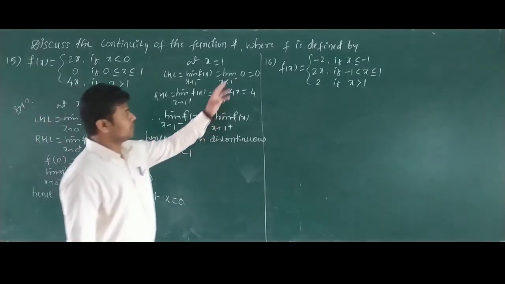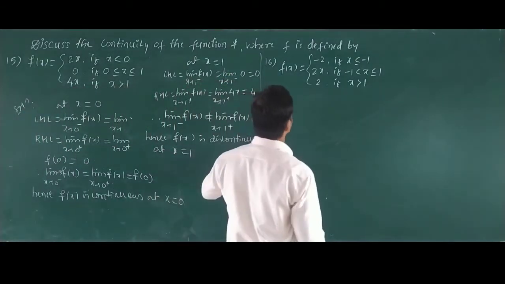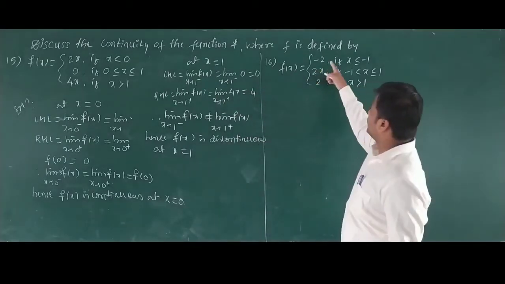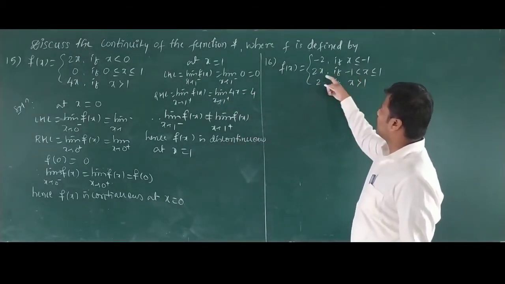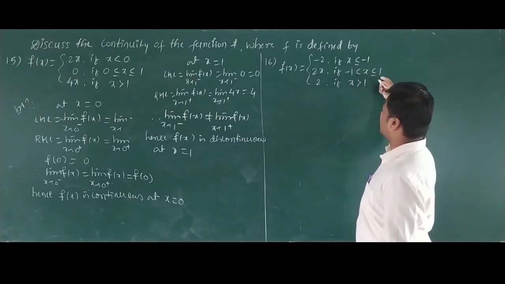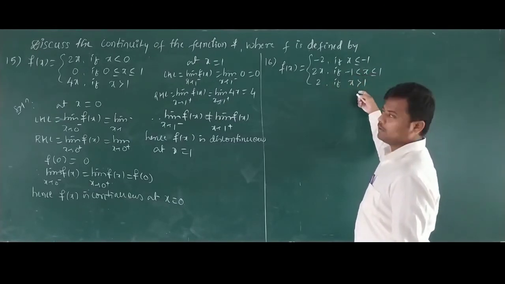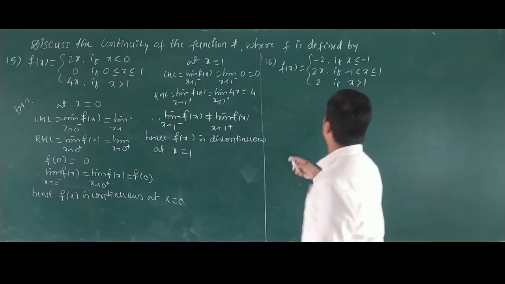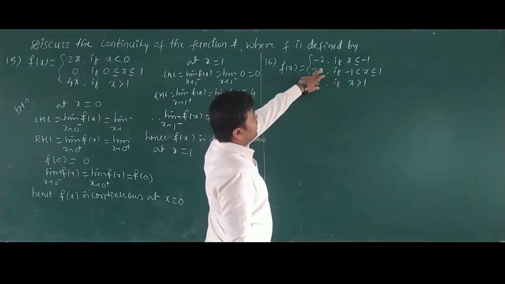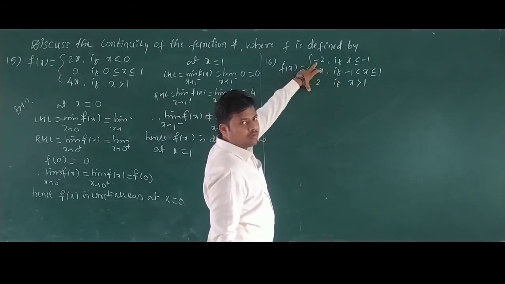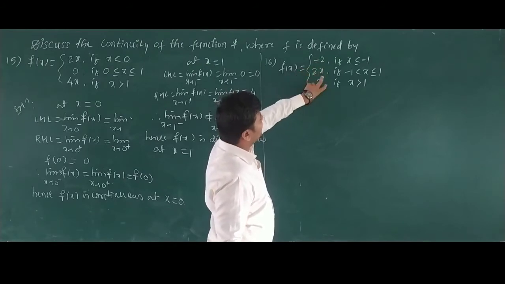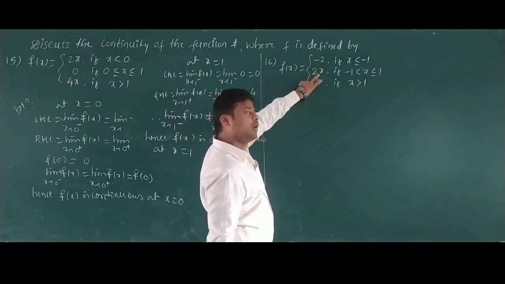Okay, now the next one, the 16th. f of x equal to minus 2 if x less than or equal to minus 1, 2x if minus 1 less than x less than or equal to 1, 2 if x greater than 1. Okay, so for x less than minus 1, minus 2 is a constant function, continuous. For x greater than minus 1, 2x is a polynomial function, continuous.